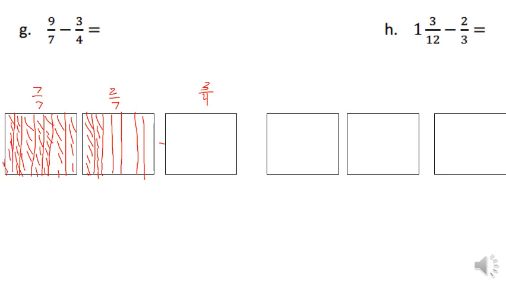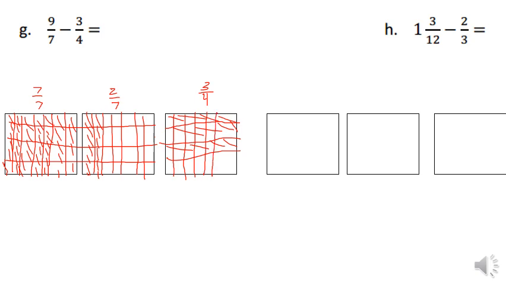Okay, now horizontally we're going to do fourths. 1, 2, 3, 4, and we're going to do 3 out of 4. Now we're going to combine our fourths with our sevenths, and we're going to combine our sevenths with our fourths. Now we know 4 times 7 is 28. It's going to be our common denominator for all of them.